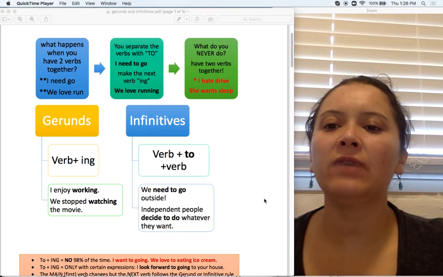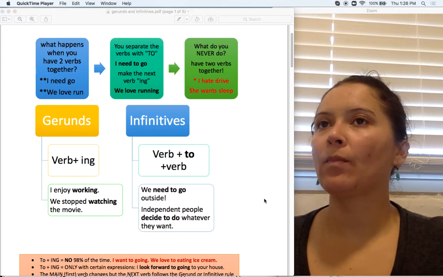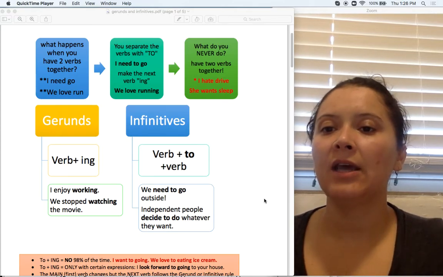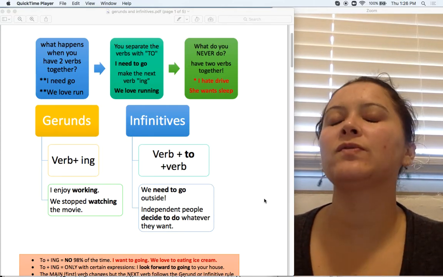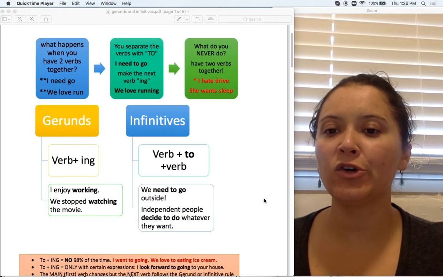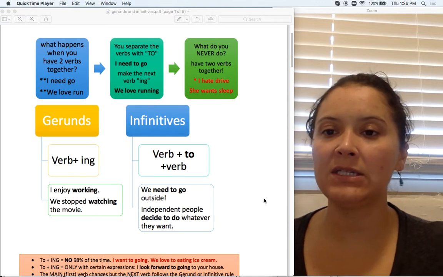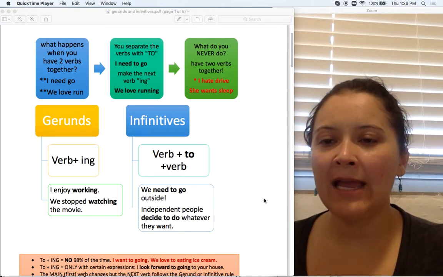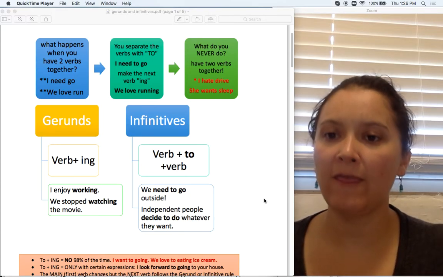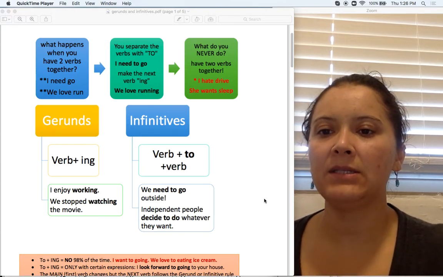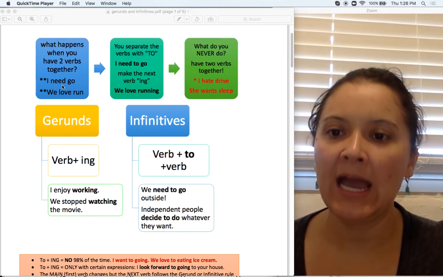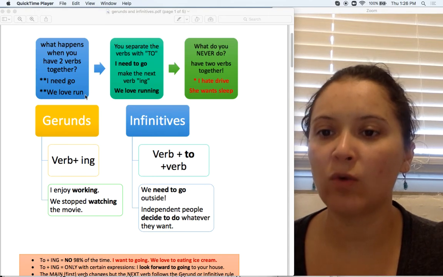So before we even get to talk about what a gerund is or what an infinitive is, we need to always ask ourselves why we use this. Why is it important for me to understand the difference between gerunds and infinitives? And this really comes down to asking yourself this question. What happens when you have two verbs together in English, like "I need go" or "we love run"?